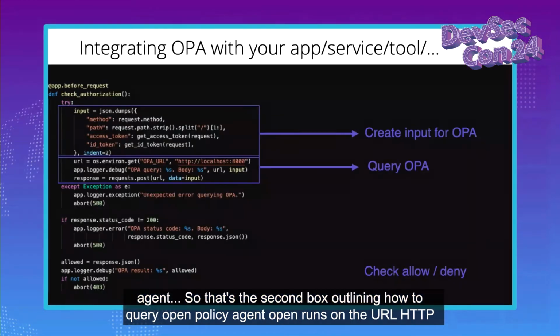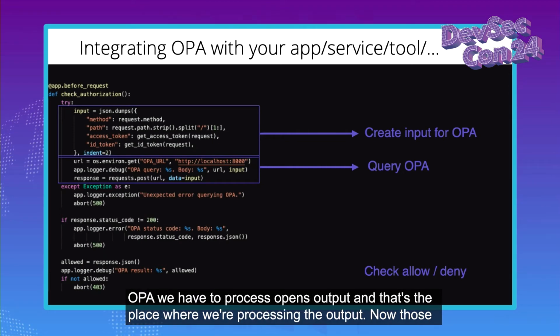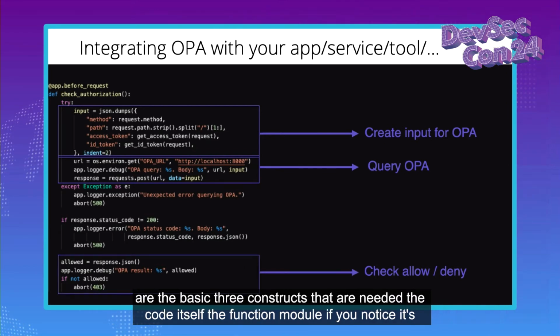outlining how to query Open Policy Agent. OPA runs on the URL http localhost 8000 in this case. So all we have to do is call that URL with our input. And then after we queried OPA, we have to process OPA's output. And that's the place where we're processing the output. Now, those are the basic three constructs that are needed.